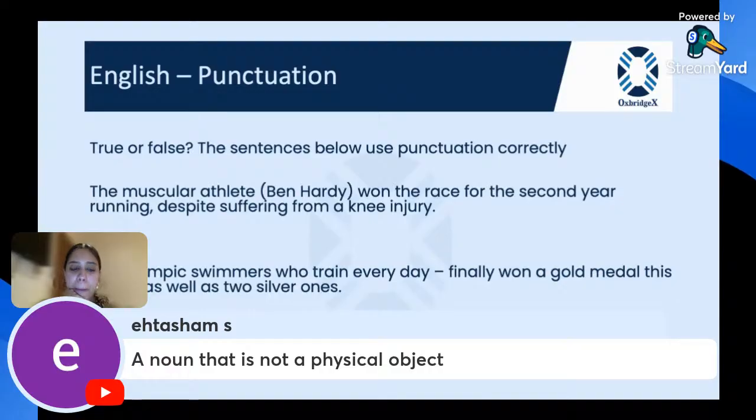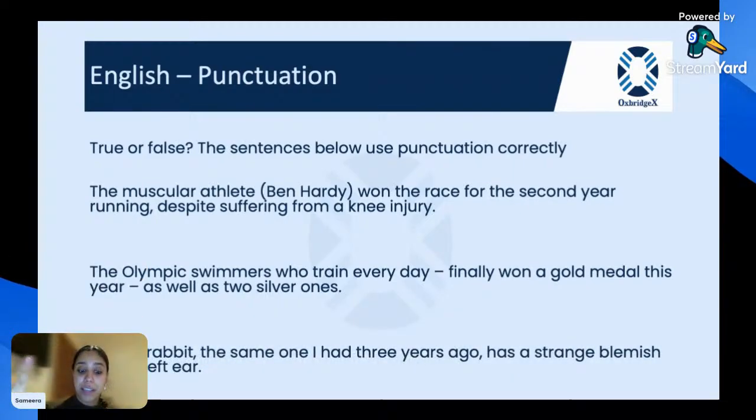The last one. My pet rabbit has a strange blemish on her left ear. Does that make sense? Yeah, it does. Disregard what comes in between the commas, right? And I should have mentioned it before, but parentheses can actually come in the form of commas, right? Now, what the extra information is Ben Hardy. Oh, Ben Hardy, this one finally won a gold medal this year, right? And then the last one is in between the commas, the same one I had three years ago.